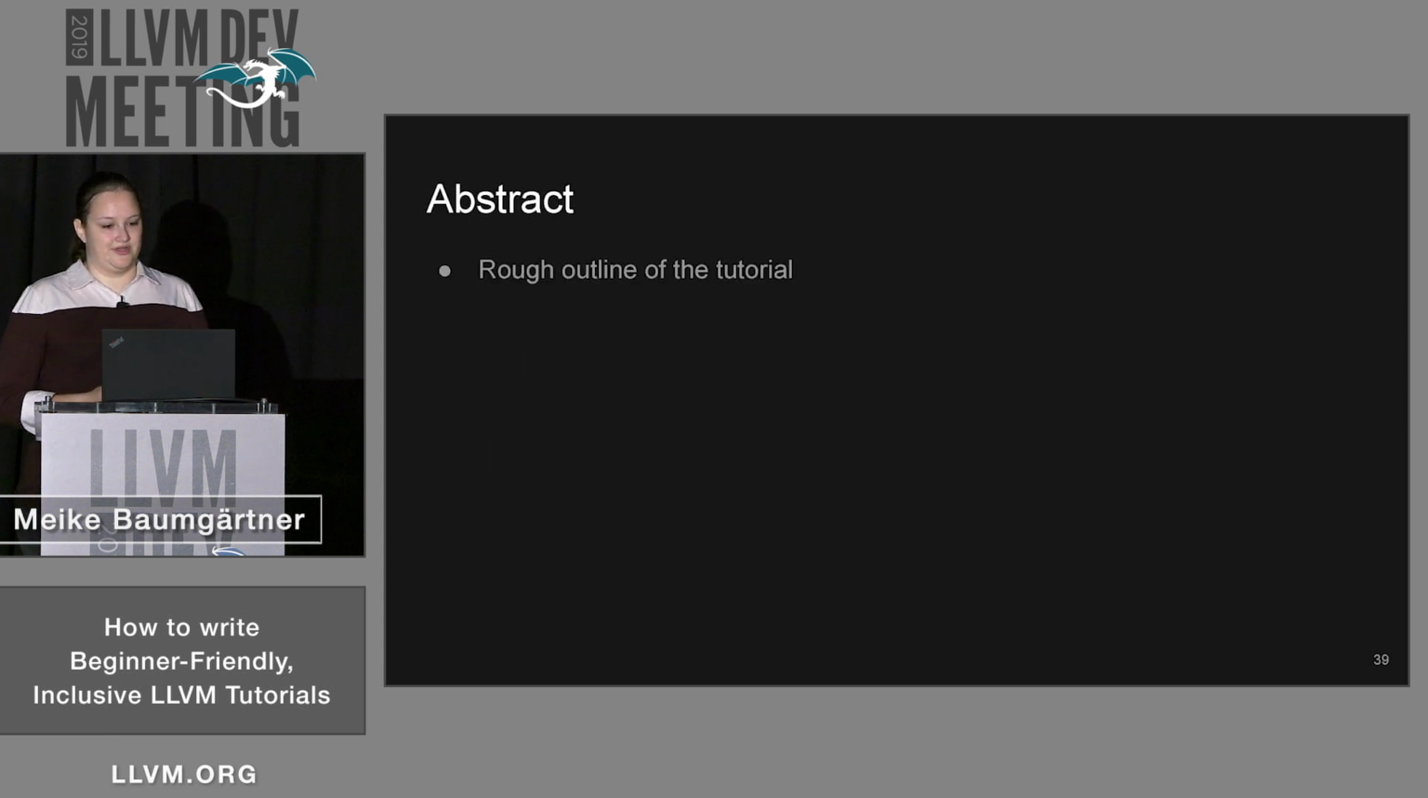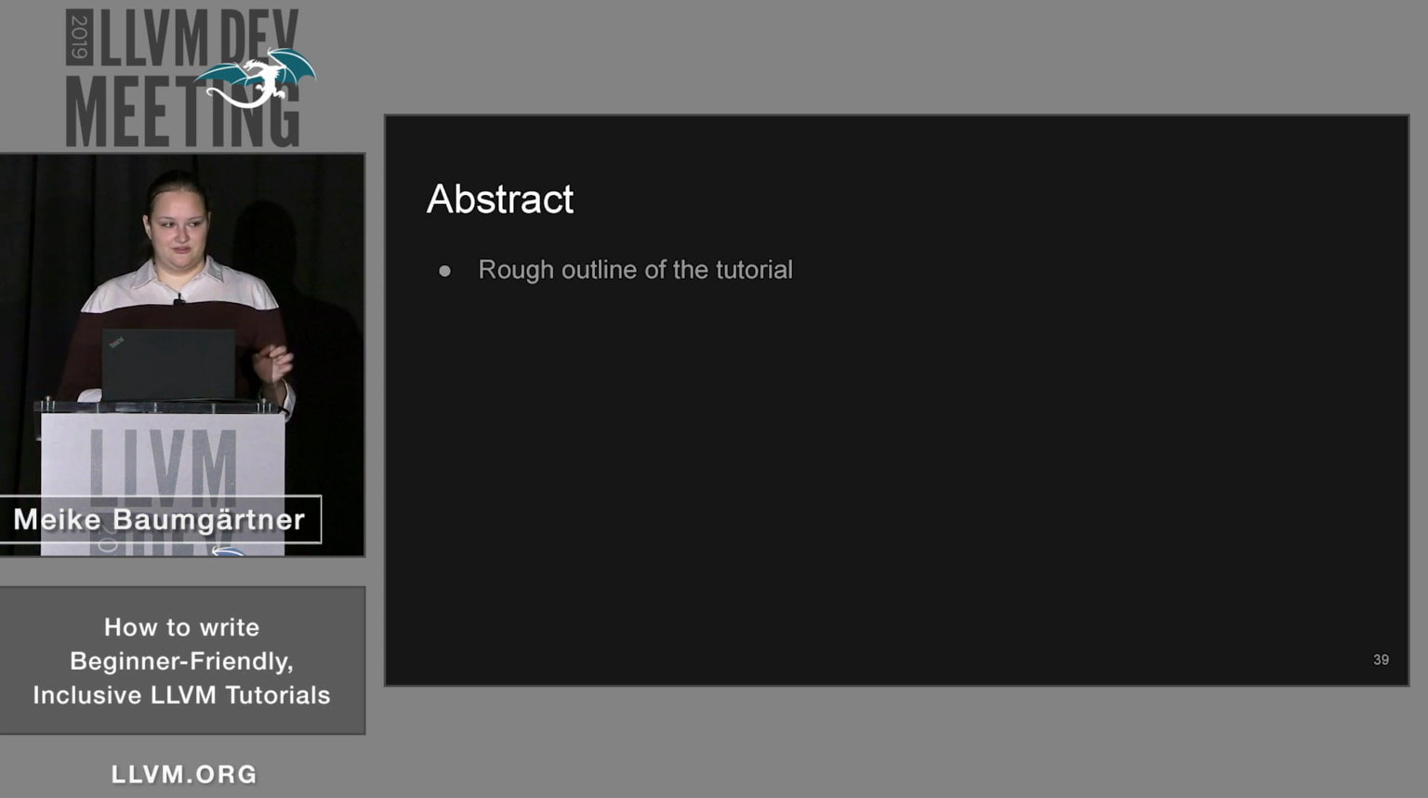First of all, the abstract should be a rough outline of the tutorial. This does not mean you're already spilling the contents or talking about your artificial problem. It just tells you what techniques you're going to teach the newcomer.